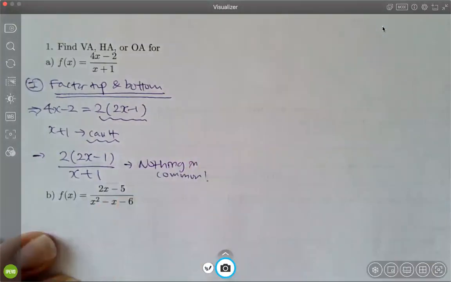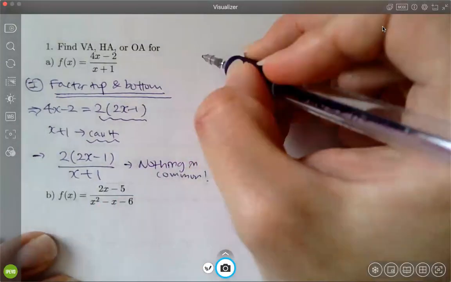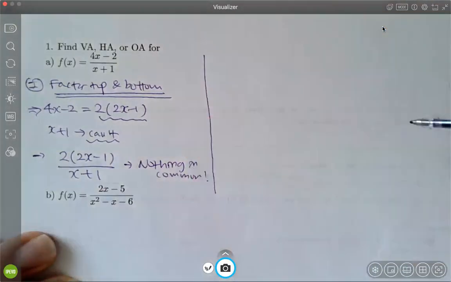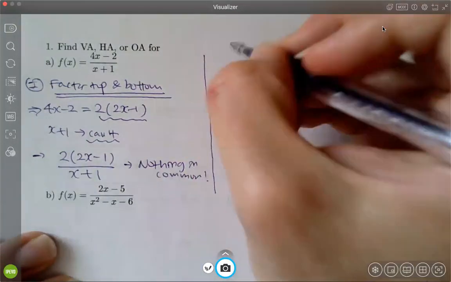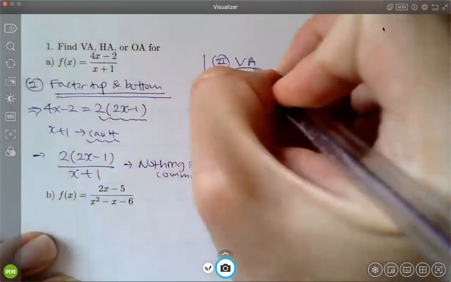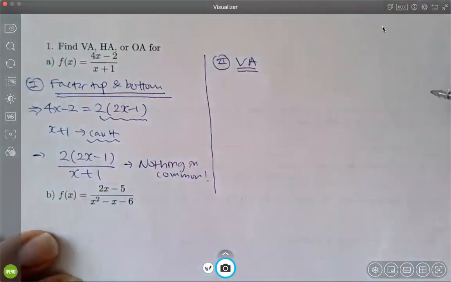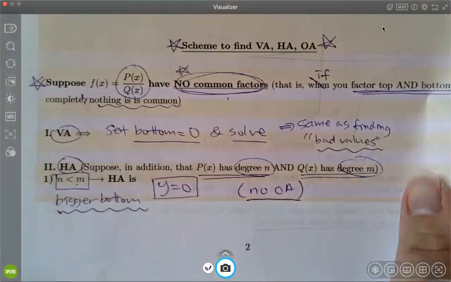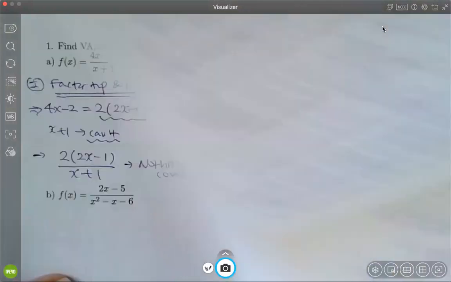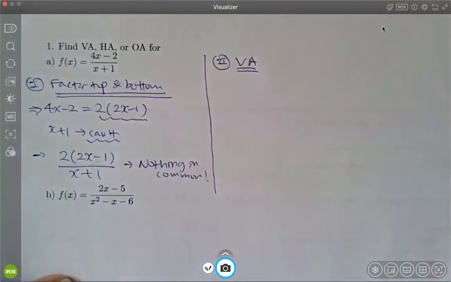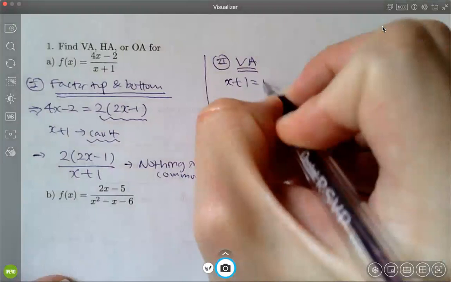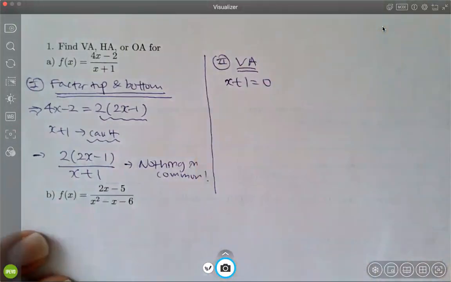Okay, so now once you check that, it's the easiest to find the vertical asymptote first, because remember, what's the scheme? You set the bottom equal to 0 and solve. So what does that mean? x plus 1 is equal to 0. And so what do you get? x is equal to -1.